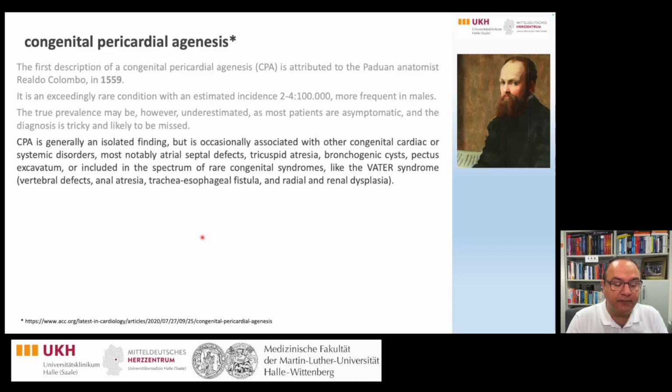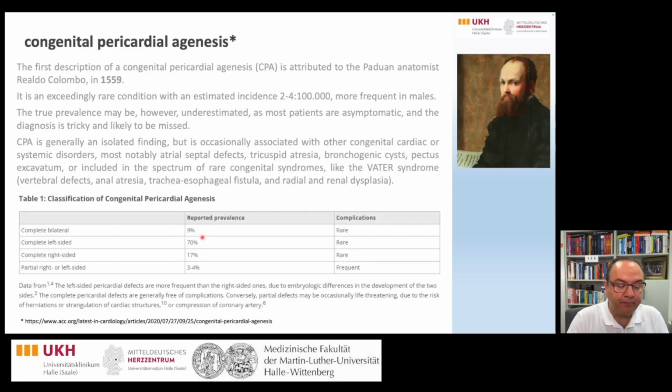systemic and cardiac disorders, especially atrial septal defect, tricuspid atresia, bronchogenic cyst, pectus excavatum, or some more rare syndromes like VATER syndrome. The most prevalent form is the complete left-sided, and after that complete bilateral and complete right-sided.